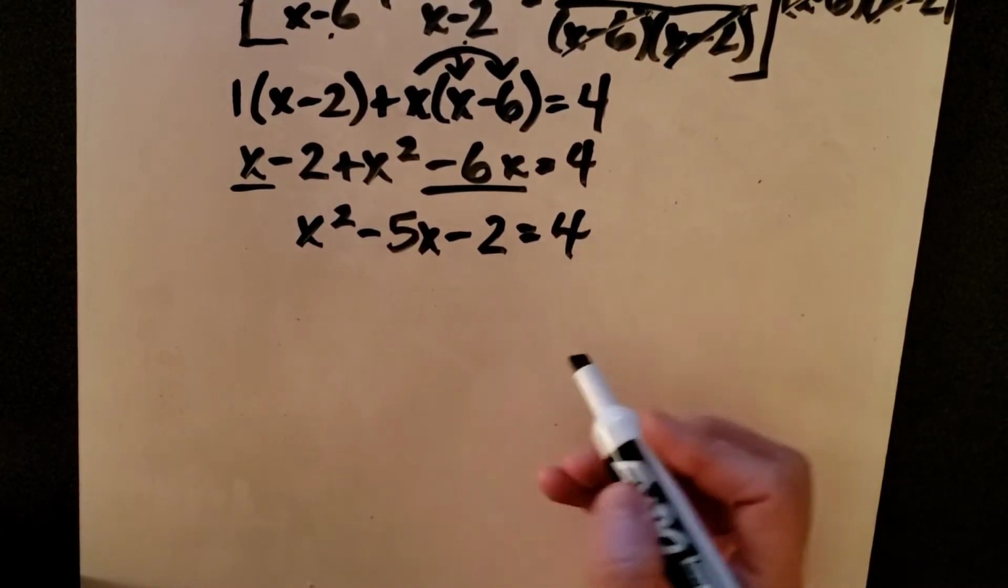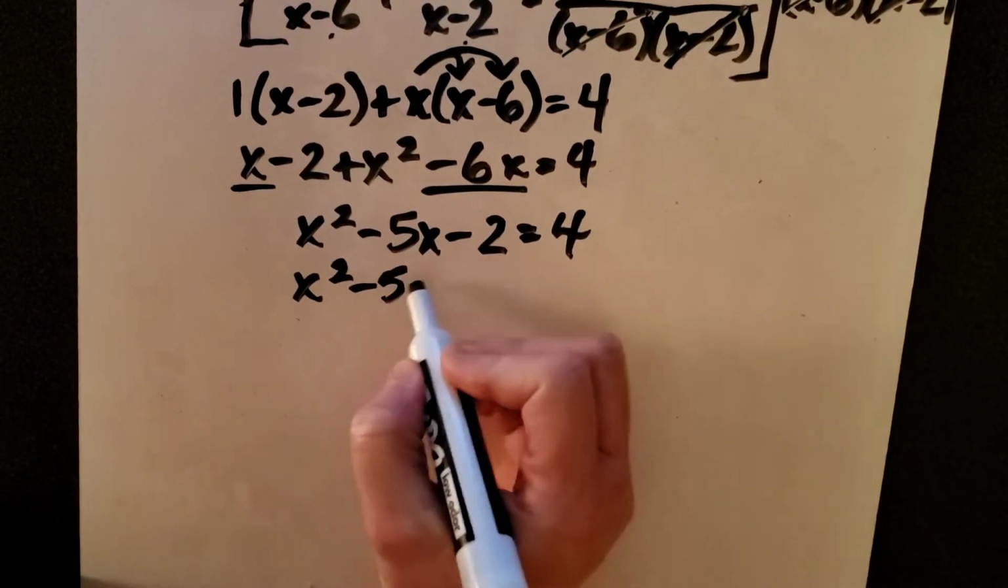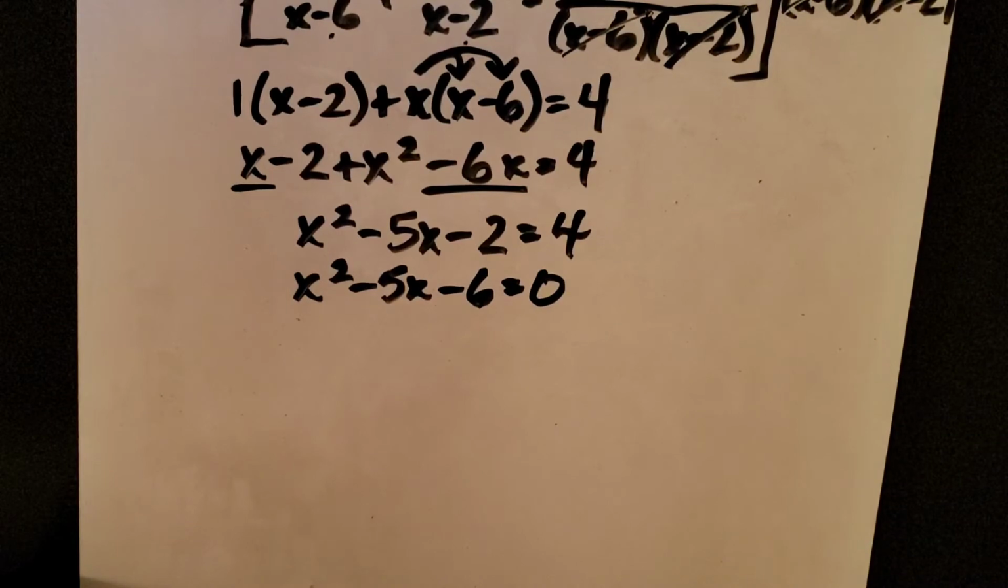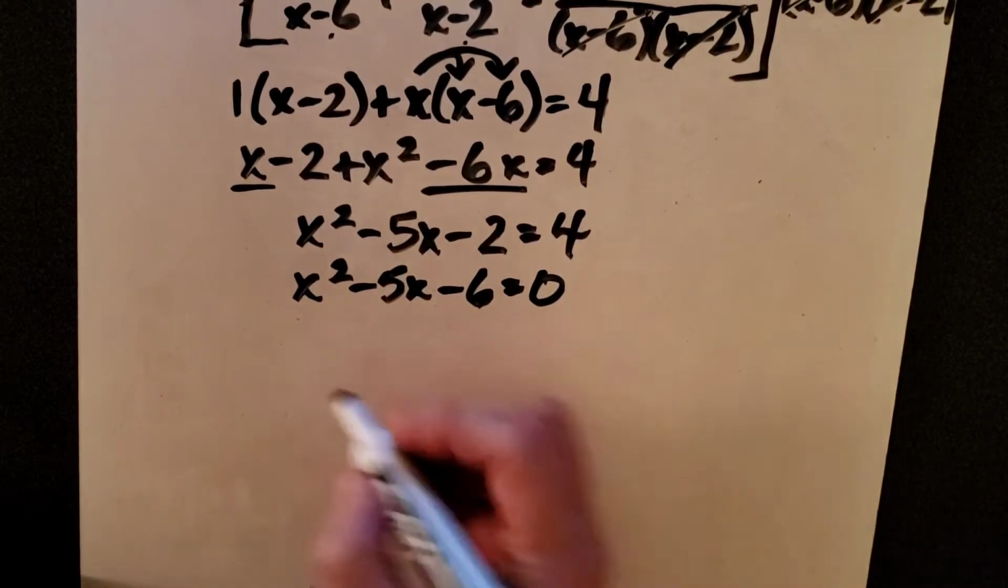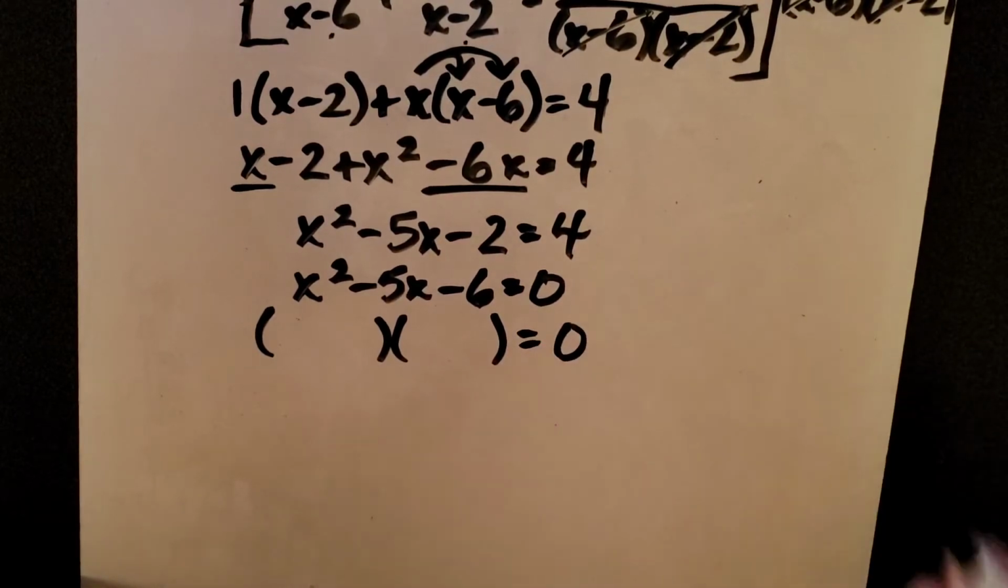All right, so I'm going to subtract the 4 from the negative 2 in order to get everything on the same side. So I've got x squared minus 5x minus 6 equals 0. So now I've got my quadratic in standard form. I'm ready to go ahead and factor it and solve for x.